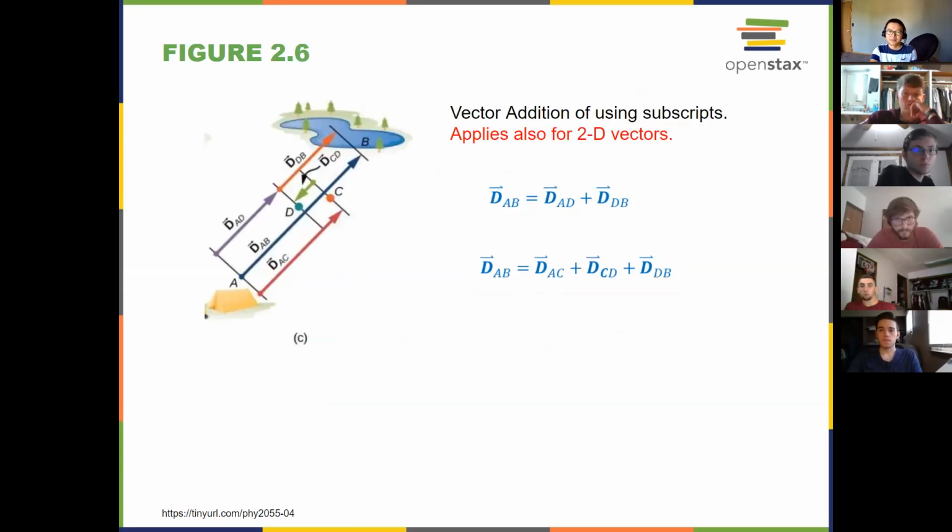If you have vector additions, you can use subscripts. As long as the second subscript of the first one is the same as the first subscript of the second one, you can cancel that subscript. So for example, D sub AB is equal to D sub AC plus D sub CB. We talked about this in class, and this also applies if you have more than two vectors.